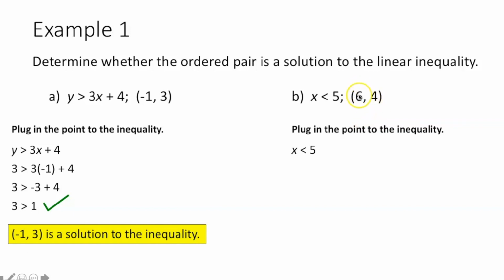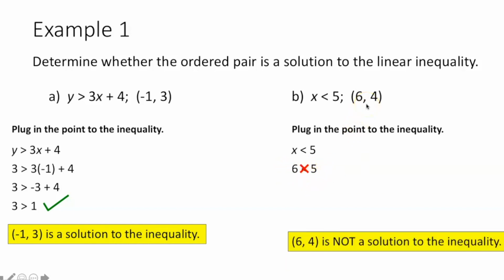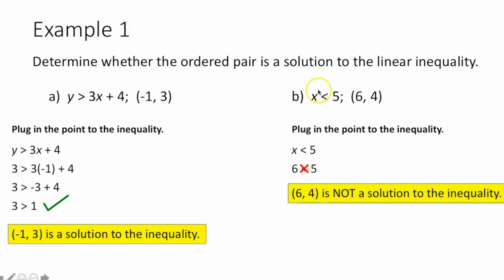So what's our x value? That's 6 for this point. So we take 6 and plug it in for our x value. And is this true? Is 6 less than 5? No, it is not. Therefore, this point is not a solution to this linear inequality.